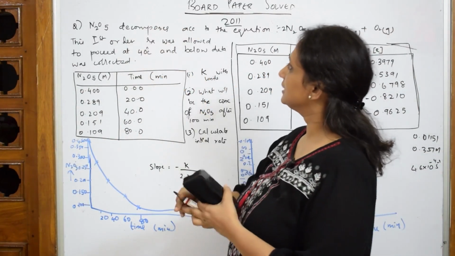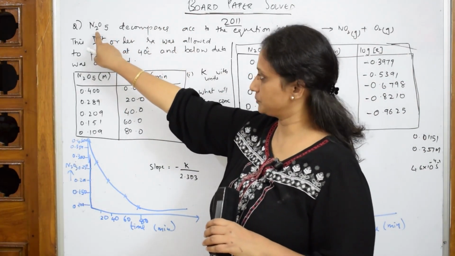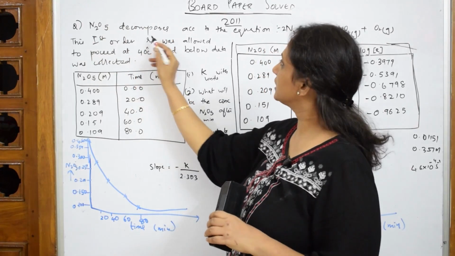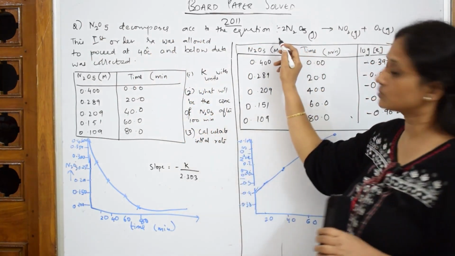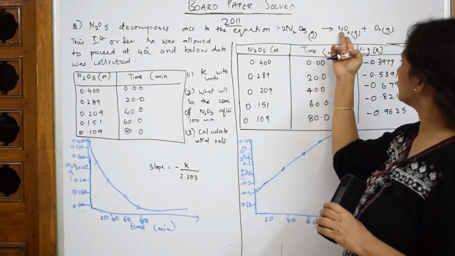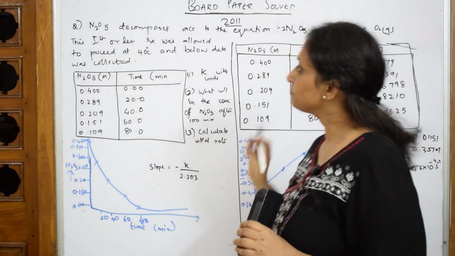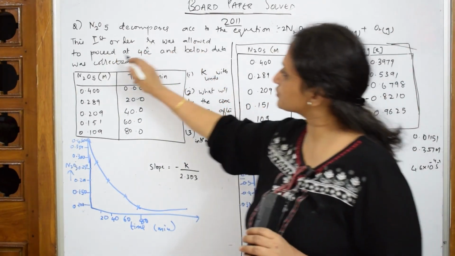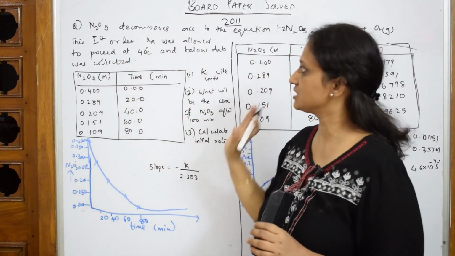They've given us N2O5, nitrogen pentoxide, which decomposes according to the equation. Now this is the equation which is given to us. N2O5 in the gaseous state decomposes into NO2 and O2. Okay, this is the first order reaction, right? It was allowed to proceed at 40 degrees and the below data was collected. Okay, this is the question given to us.